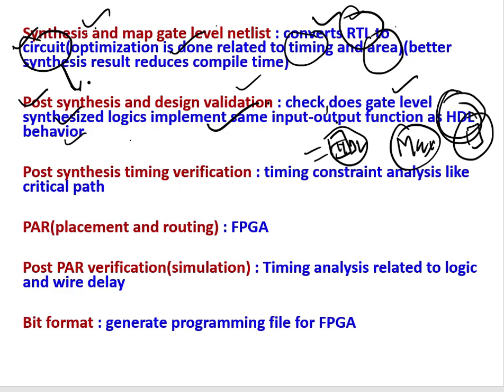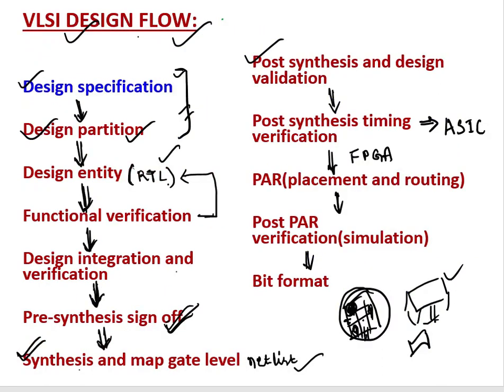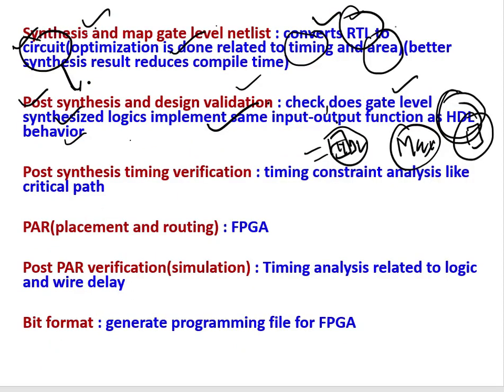Then the next step is post synthesis timing verification. Post synthesis timing verification means timing constraints analysis, like the critical path. So here the analysis is done. What kind of analysis? The critical path. We analyze the critical path and we try to reduce it. The critical path is reduced if it is more than expected.